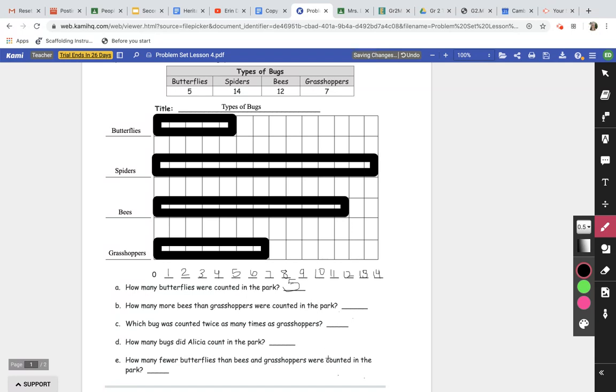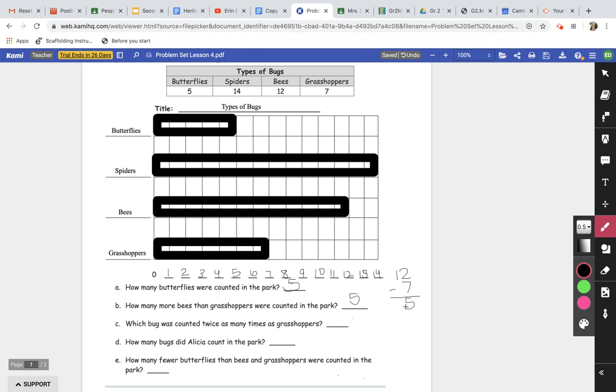Okay, the next says how many more bees than grasshoppers were counted at the park? So it's asking us to do a little bit of simple subtraction here. So bees, we see there's 12. And grasshoppers, there are 7. So we are going to do that math. Use whatever strategy works for you. I'm just going to do a quick vertical method here and say that 12 minus 7 is going to give me 5 more bees than grasshoppers.